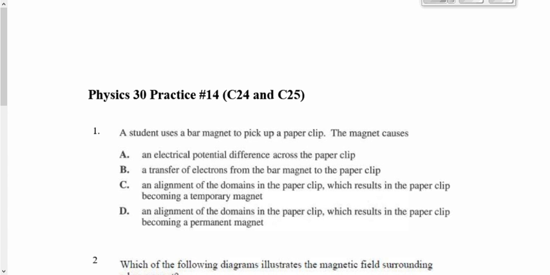We actually make it a magnet, or at least for a short time, right? With the polarity of north and south. The answer is C, an alignment of the domains in the paperclip, which results in the paperclip becoming a temporary magnet.